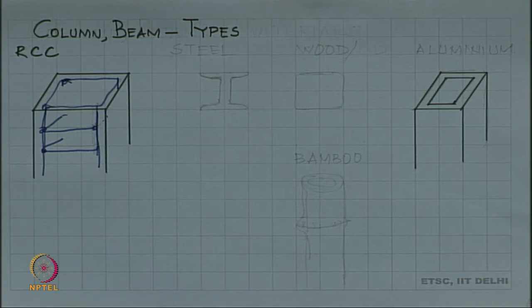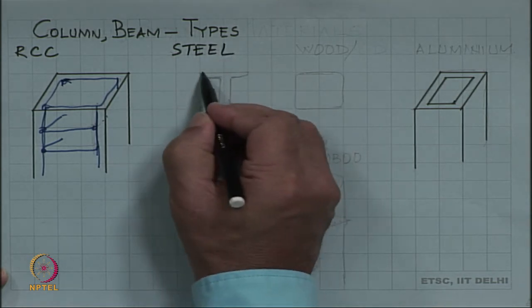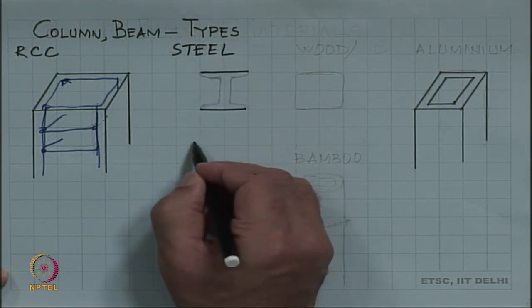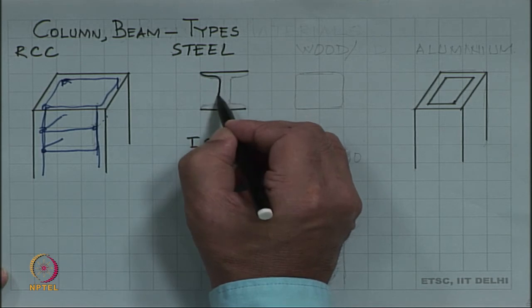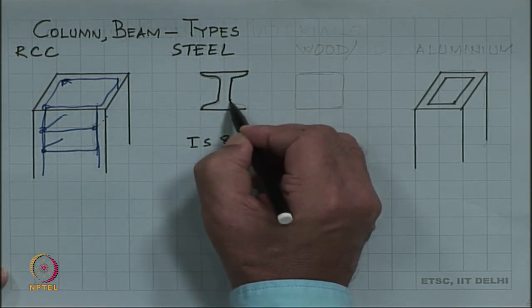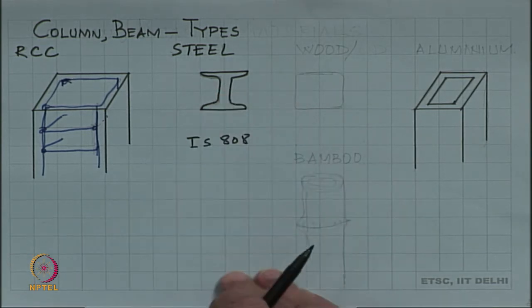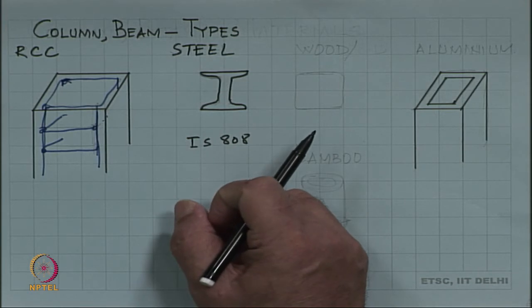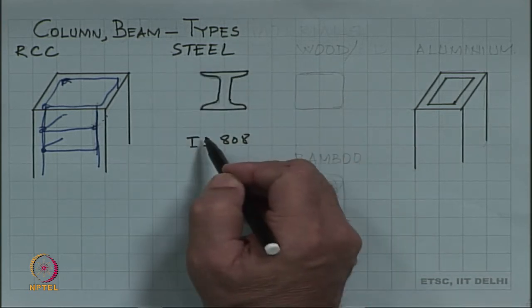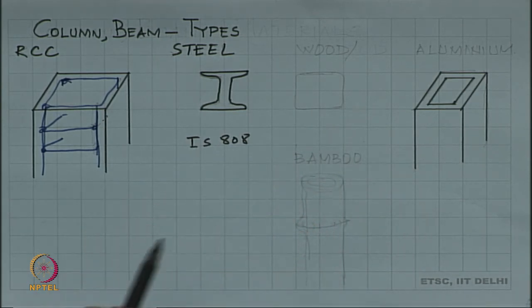The second type of columns that you will see are those made of steel. So, what you have is various steel sections, and for this you can look up IS 808. These are standard rolled sections. I am showing one here which is called I-beam, I section, and this is kept vertically. It goes normal to the paper. At the bottom it is welded to a plate. That plate is anchored into the foundation, and then on this steel structure we attach the beams and fix other elements.